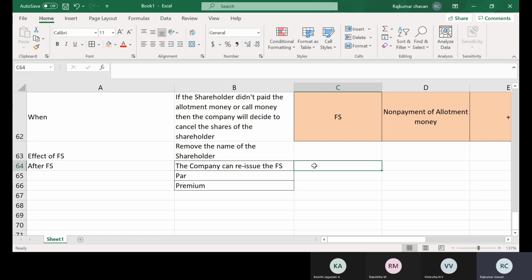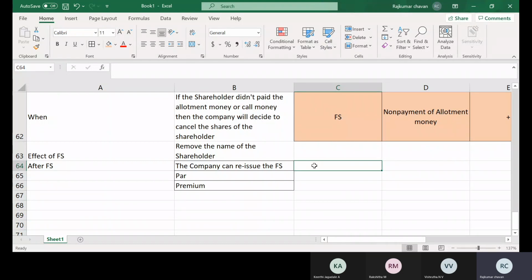So when you are cancelling the shares, you can reissue at par or at a premium. A discount is also a possibility, but very few companies go for reissue of forfeited shares at a discount. Is that clear? Yes, sir. Okay.